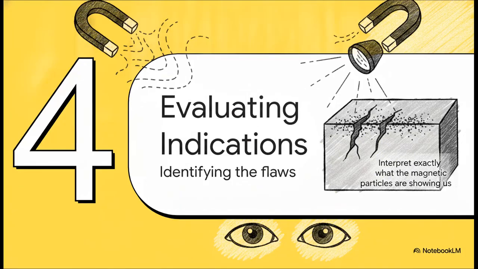All right, Section 4. Evaluating indications. This is how we actually identify the flaws. So the field is applied, our lighting is meticulously set to code, and now we have to interpret what the magnetic particles are trying to tell us.